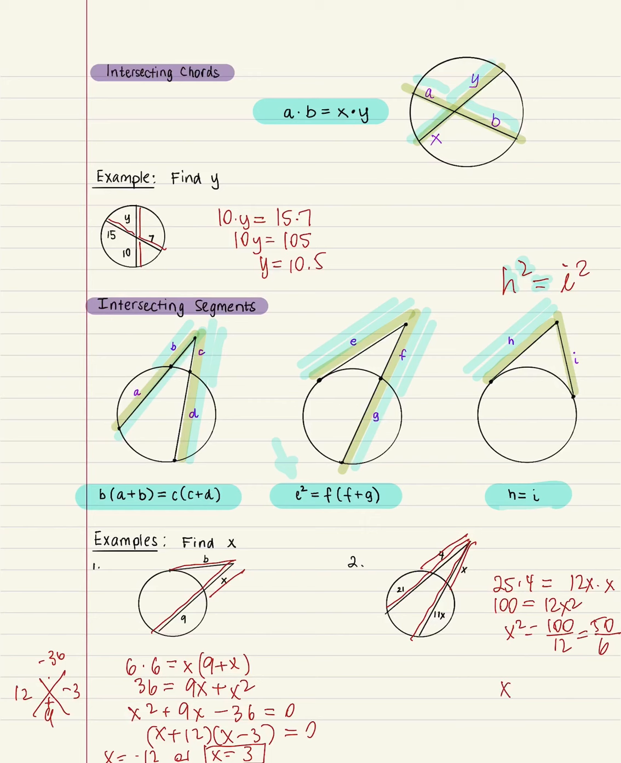So x is equal to the square root of 25 over 3, which is 5 over the square root of 3, which is the same thing as 5 square roots of 3 over 3. Okay, and there you have it.